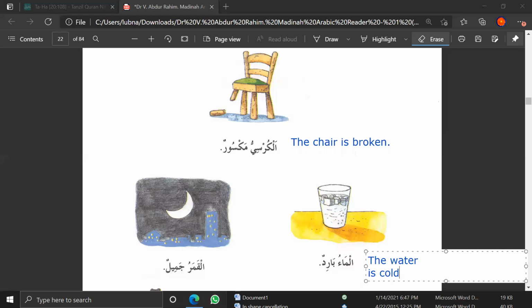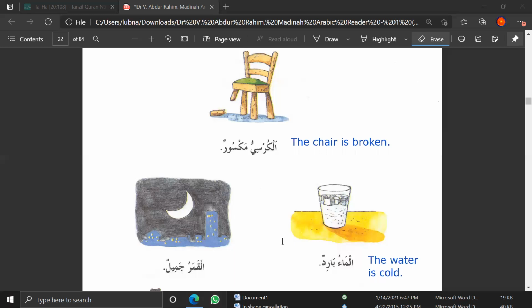Excellent. Excellent. So, most of the time, so far, all the sentences we just read and studied had one noun with its property.